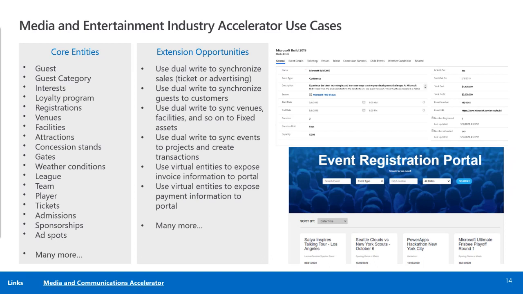If you're using Commerce, for example, and you have a loyalty program, people might be using the point of sale, for example, to sell tickets or pick up tickets, things like that at your venues. You might also use dual write to sync the various different venues, facilities, and different media type devices that you've tracked in your system over to the fixed assets module so that you can track those assets and depreciate them.